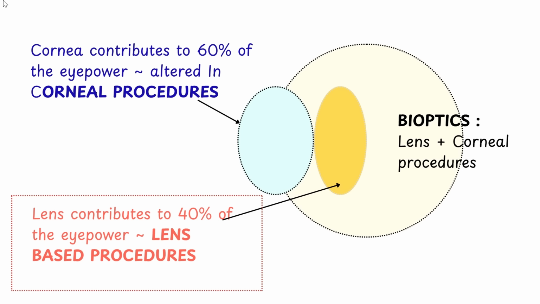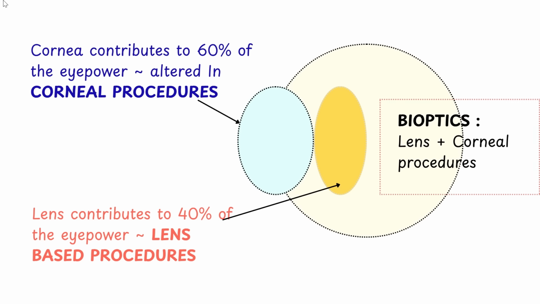Under the lenticular-based procedures, these surgeries work on the second refractive component of the eye, that is the crystalline lens and its plane. Under the combined procedures known as bioptics, they use a combination of corneal and lenticular approaches when a single procedure is not sufficient. So this is the basic roadmap that we'll follow. In this video, I'll briefly introduce each category and in subsequent chapters, we'll explore them in much greater detail.